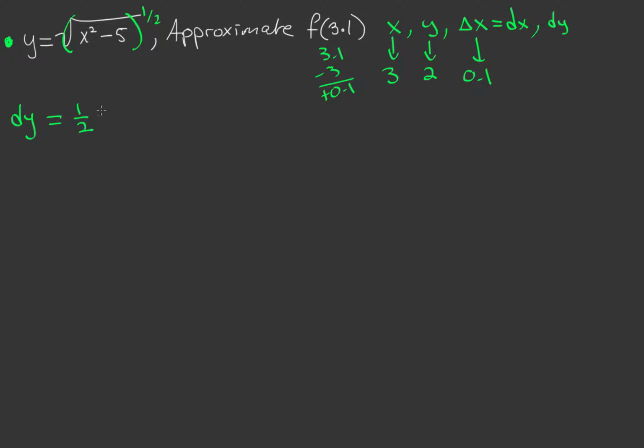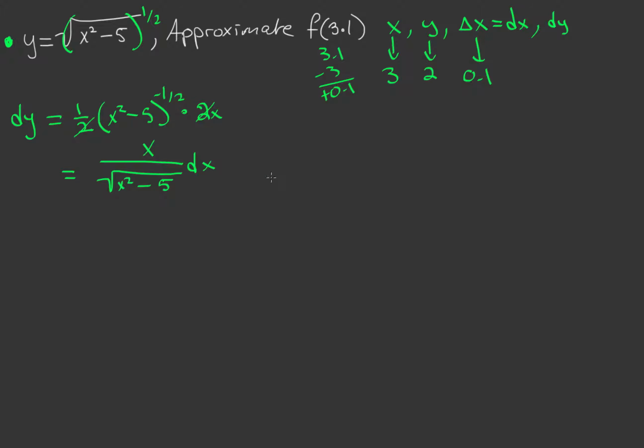So we say 1/2 times x squared minus 5 to the negative 1/2 times the derivative of the inside, which is 2x. The 2's cancel out, and we get x over the square root of x squared minus 5 times dx. Look right here, we did not put a dx here because we wanted to put it on this side.